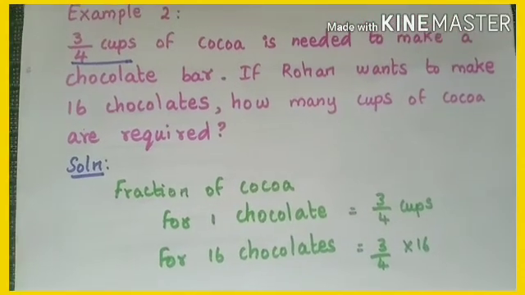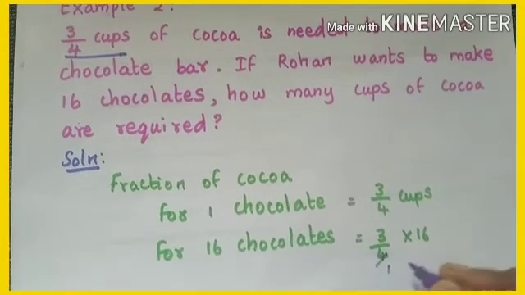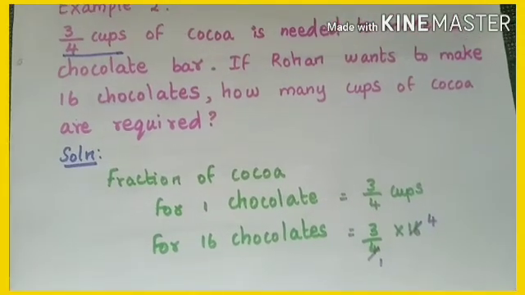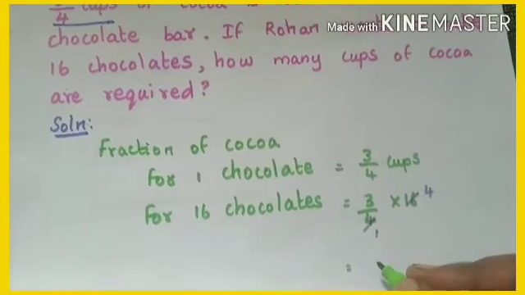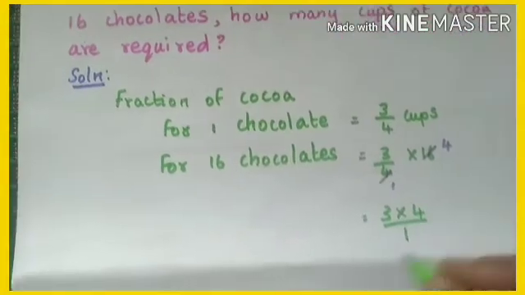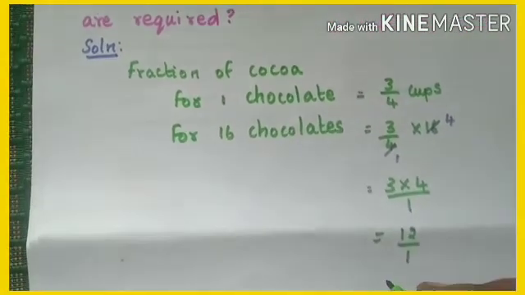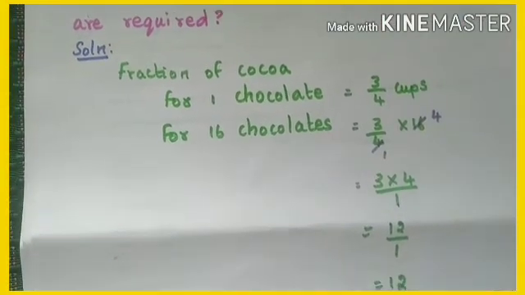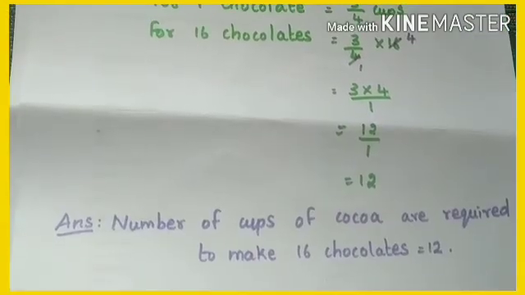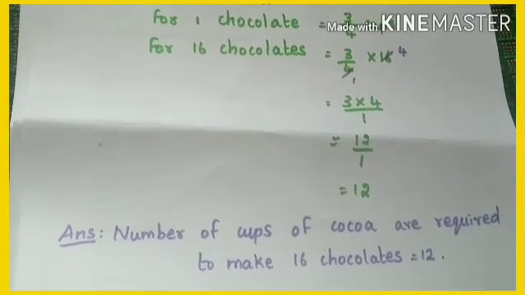Find the common factor of 4 and 16, that is 4. Let's cancel. 4 ones are 4, 4 fours are 16. Now we get in the numerator 3 into 4, in the denominator 1. Multiply the numerator. 3 fours are 12 by 1. That is 12. The number of cups of cocoa required to make 16 chocolates is equal to 12.